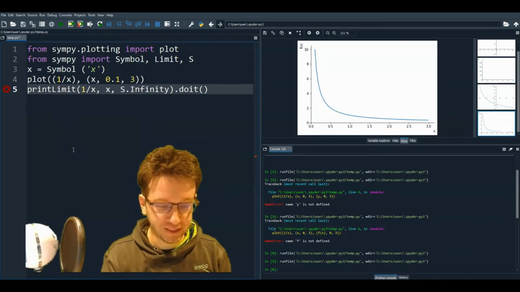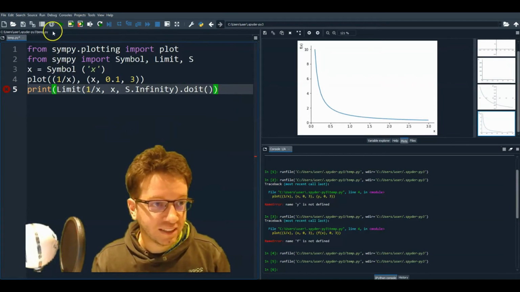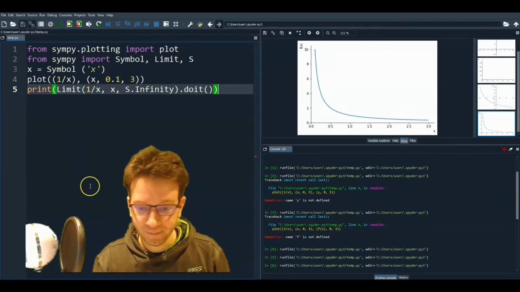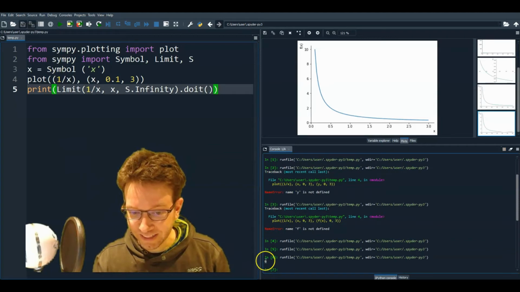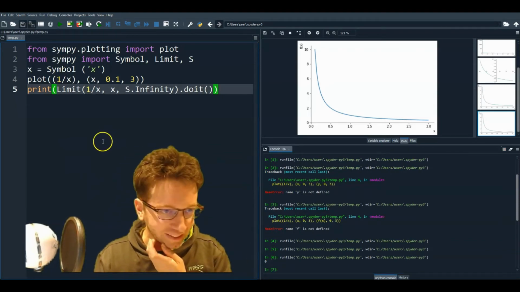So if I type print all of that, and then it will tell us that limit. So if I hit play, you can see down here the limit is 0. Okay, so we were right. But let's try something a little bit more difficult.